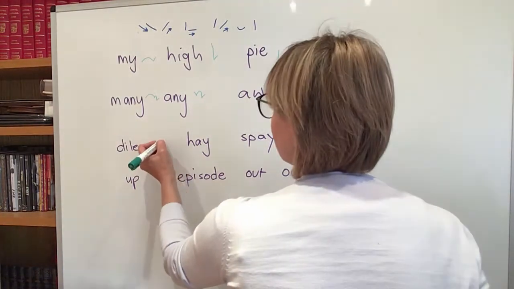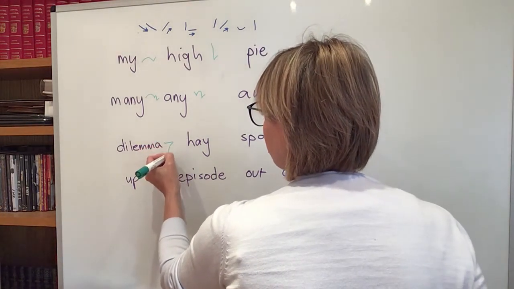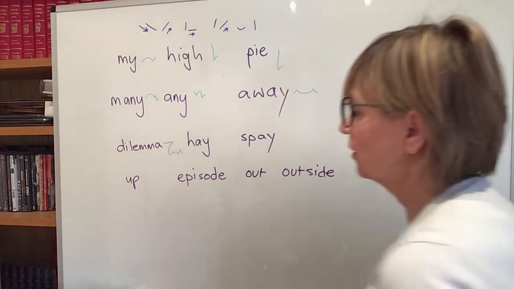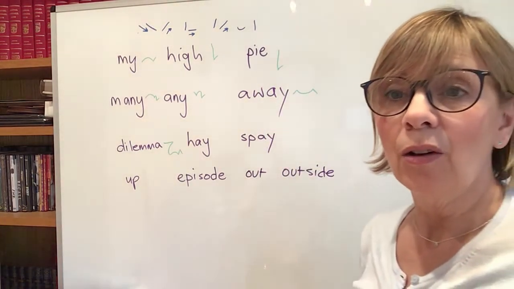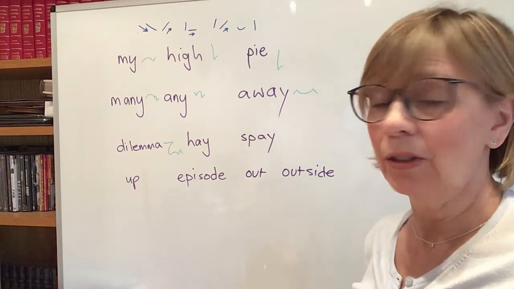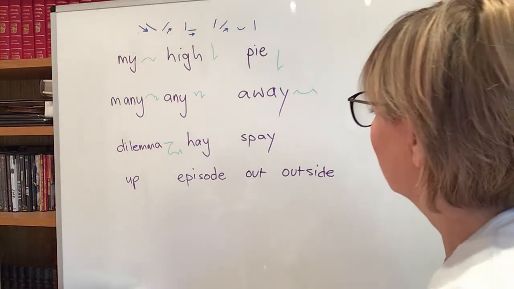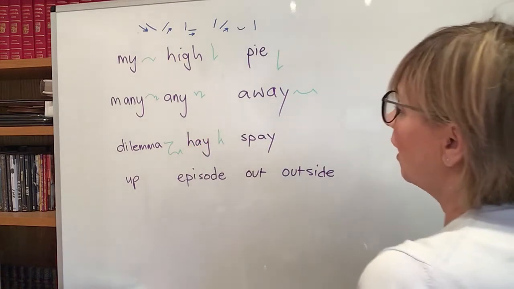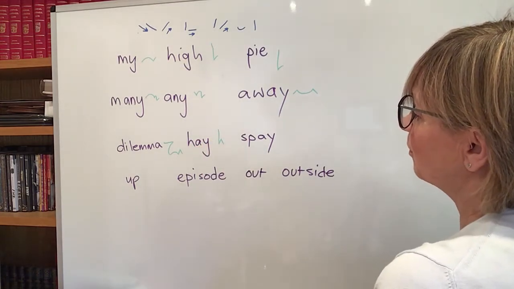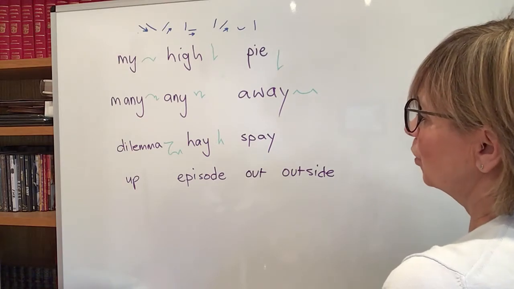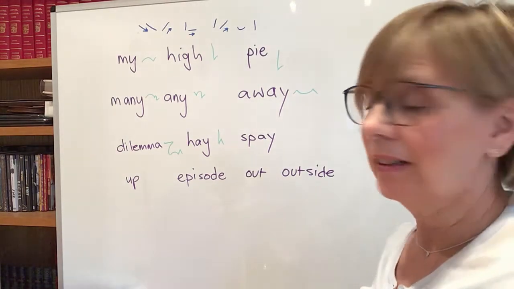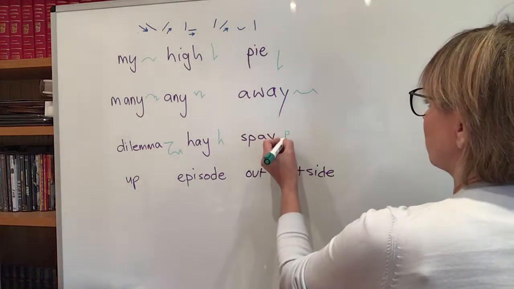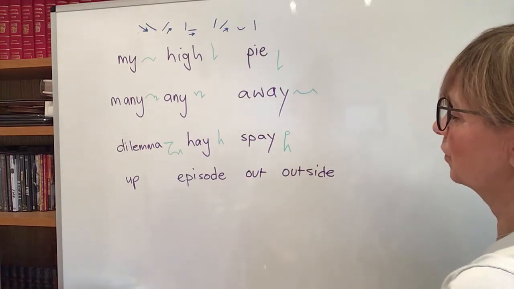Dilemma, it's quite a strong sounding vowel, so you put the full vowel in this case. And hey, so it doesn't get muddled up with hi or pie, you put the full A in. Spay, put the full A in.